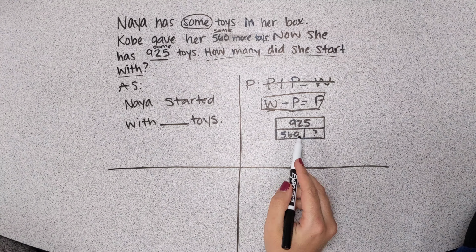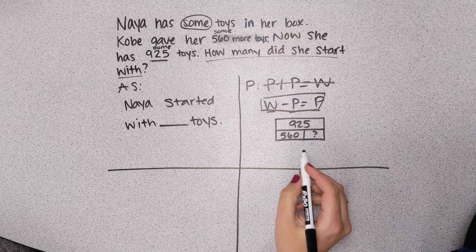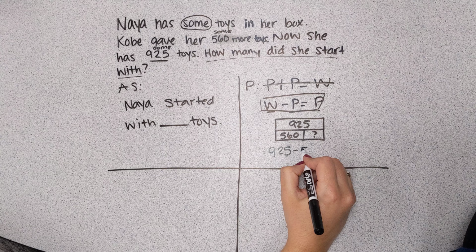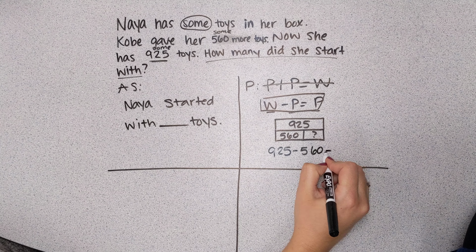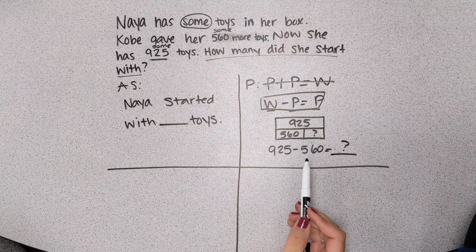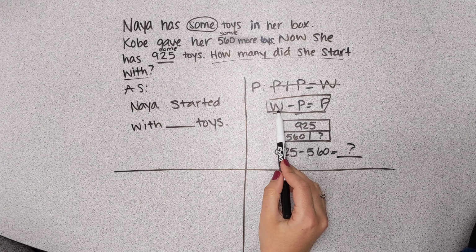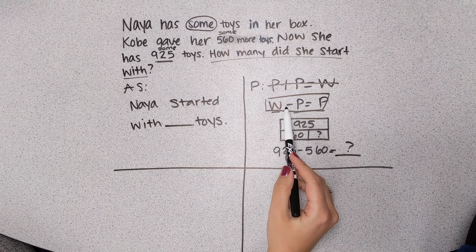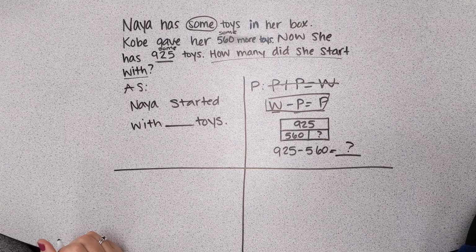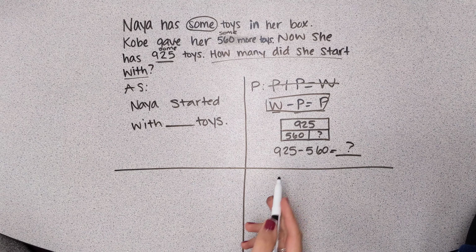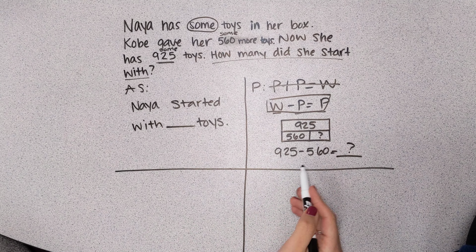So now I can see that I can make a number sentence, 925 minus 560 equals my blank. Now they should know that I'm minusing because this fits into this equation. I cannot add because these are the only two types of problems that we are able to solve for. So now I have my number sentence, so I can solve.